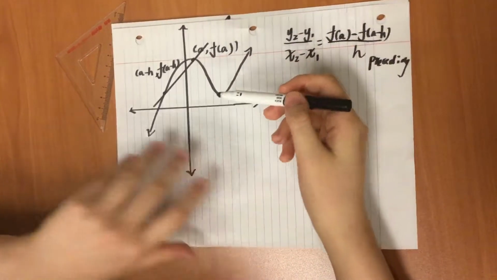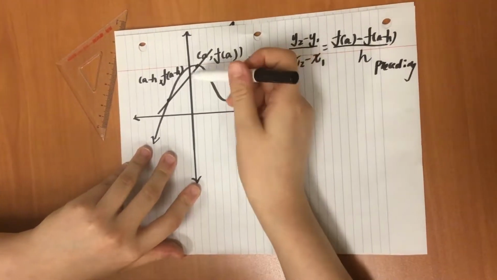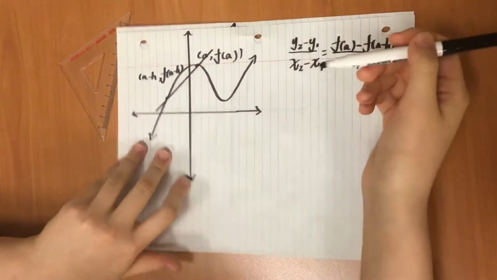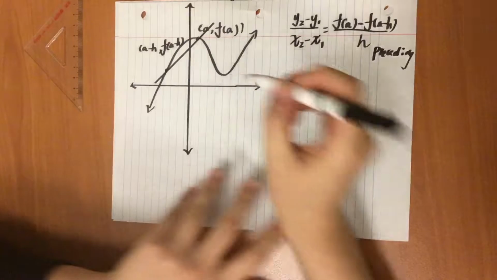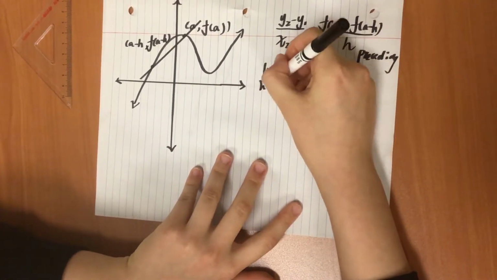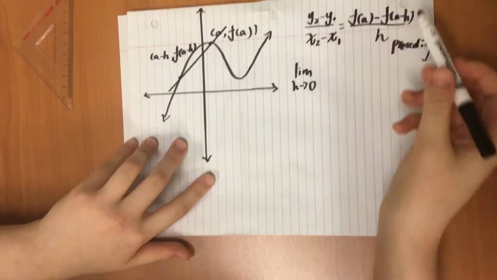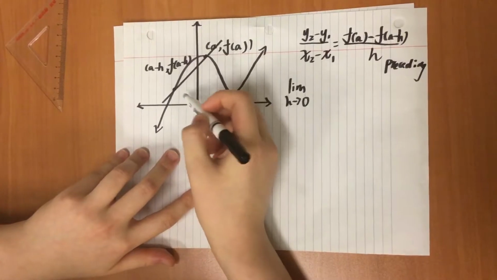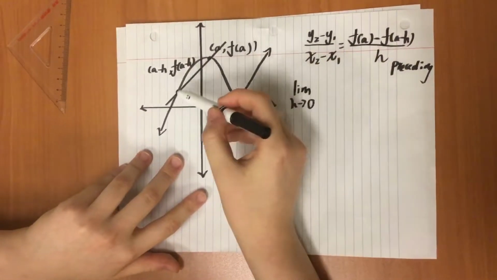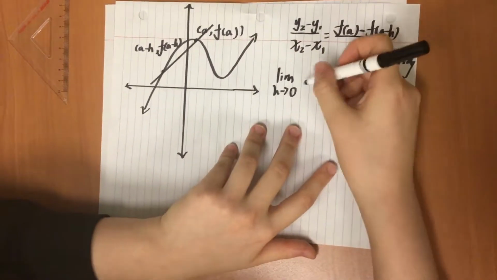What it does is make these points get closer and closer to the original point, but never the same as the original point. So we can change this into a limit method, which is limit h approaching 0. What does h approaching 0 mean? It means that the distance between those two points and the x value is getting smaller and smaller, which means this point is approaching this point, but h cannot be equal to 0.